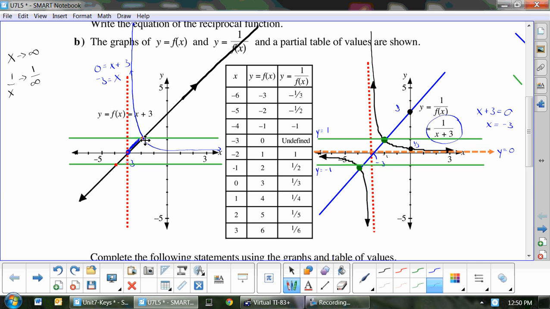Okay? And then for the negative side, yes? So these green lines here are at y equals 1 and y equals negative 1, because we know that this is like the connection point between the two graphs. If your original graph touches one of those points, then your reciprocal will as well. If your original doesn't touch 1 or negative 1, your reciprocal won't.